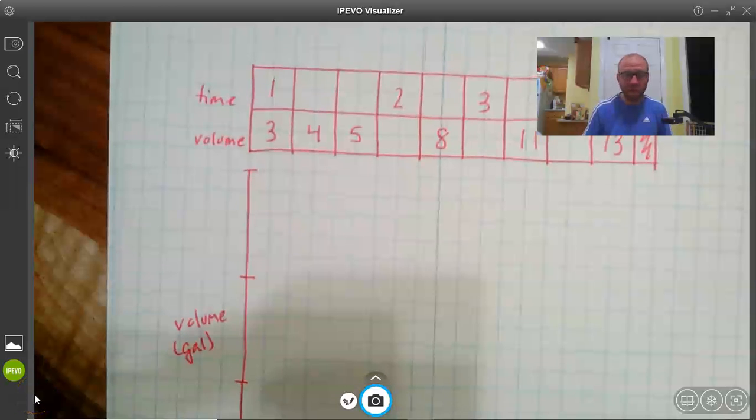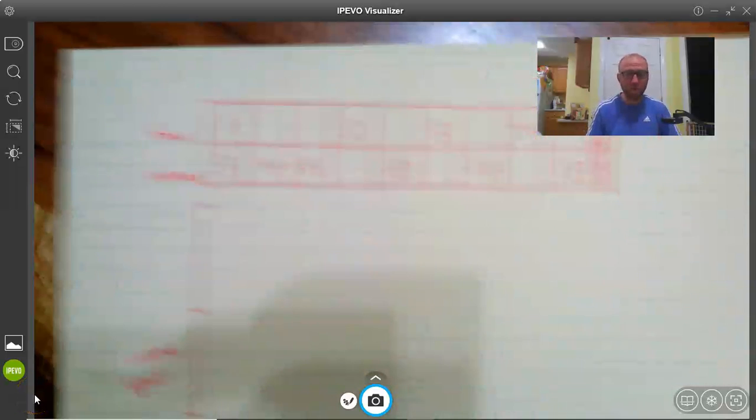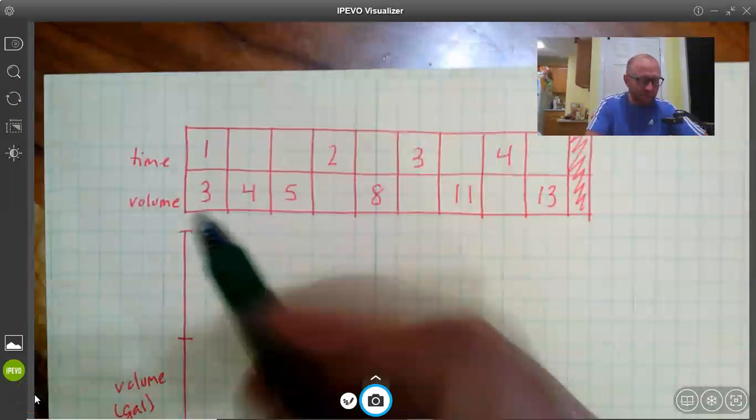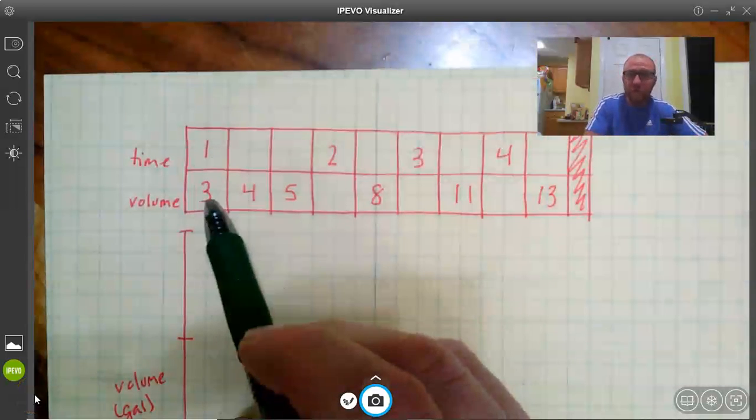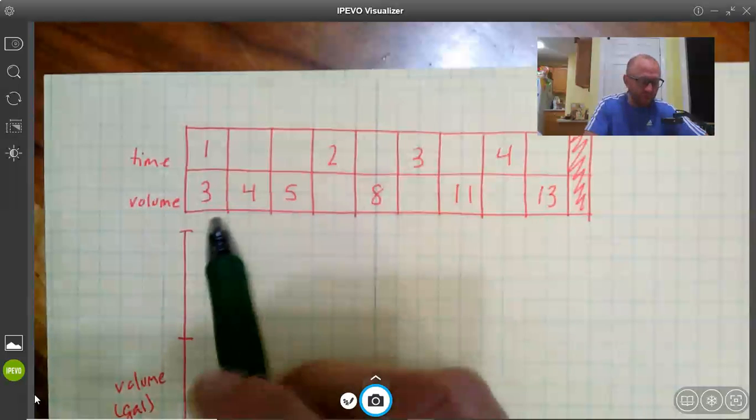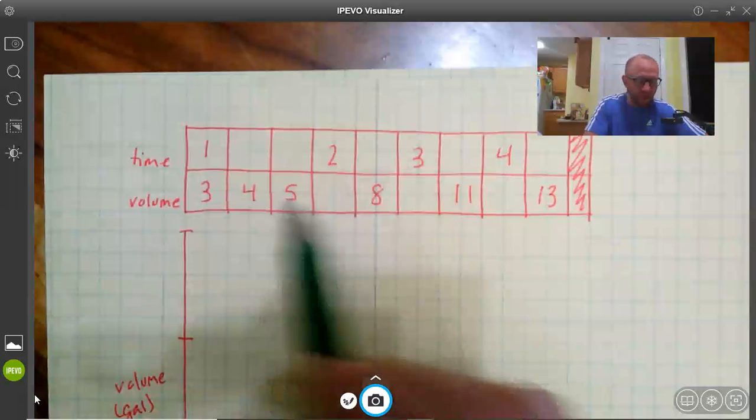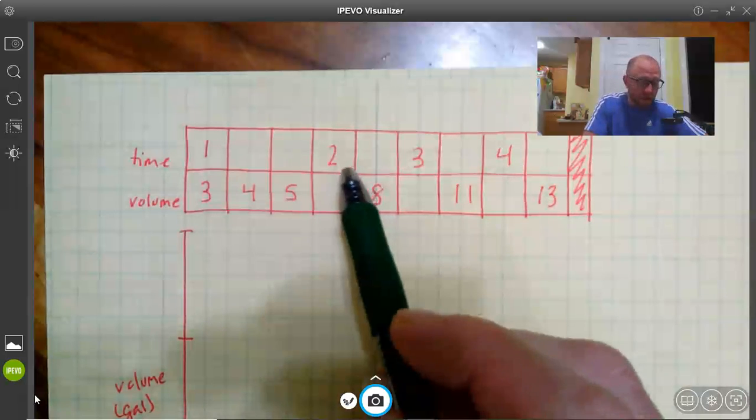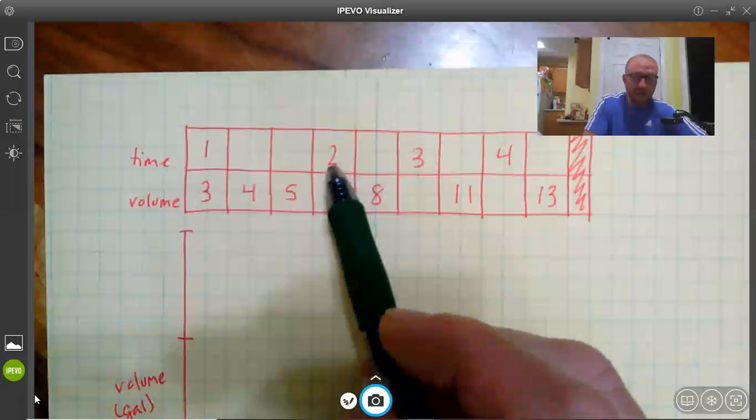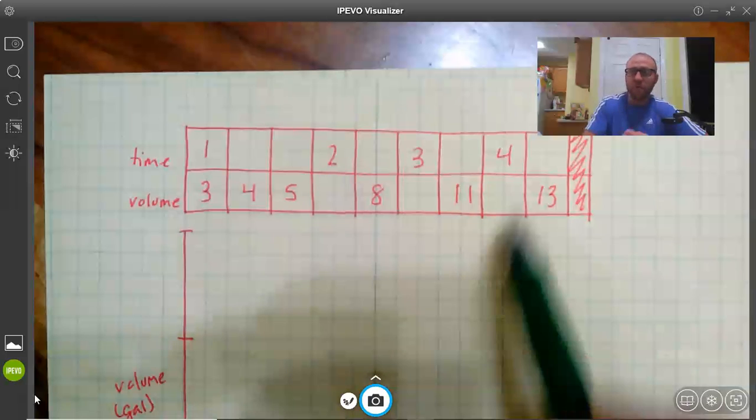All right, we're filling up water jugs at the old spring, and it takes 1 minute to fill a 3-gallon jug. And we're asked to fill out this table. How long is it going to take to fill a 4-gallon, a 5-gallon, 8, 11, a 13-gallon jug, and how many gallons will we fill in 2, 3, and 4? So just try to fill out the rest of this table.